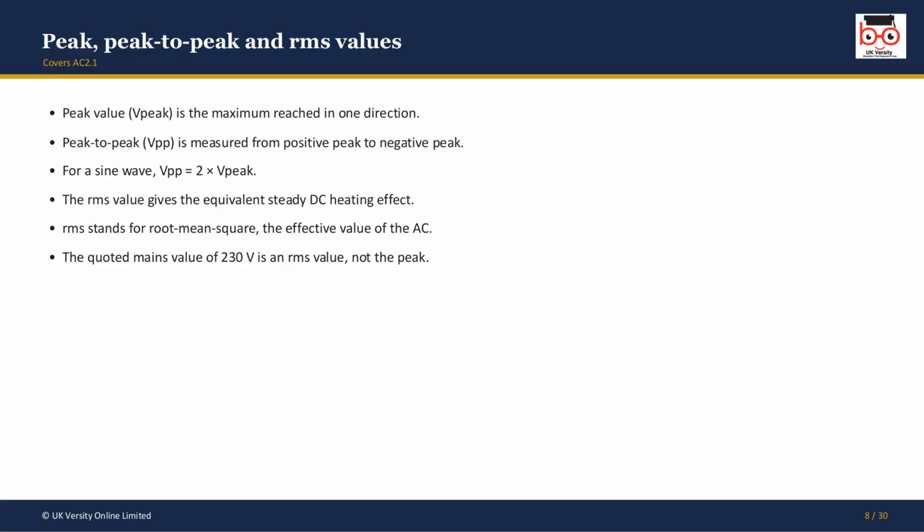There are a few different ways to quote the size of an AC signal. The peak value is the maximum it reaches in one direction. The peak-to-peak value runs all the way from the positive peak down to the negative peak. So for a sine wave, that's simply twice the peak. Then there's the RMS value, which gives the equivalent steady DC heating effect. RMS stands for root mean square, and it's worth remembering that the quoted mains figure of 230 volts is an RMS value, not the peak.